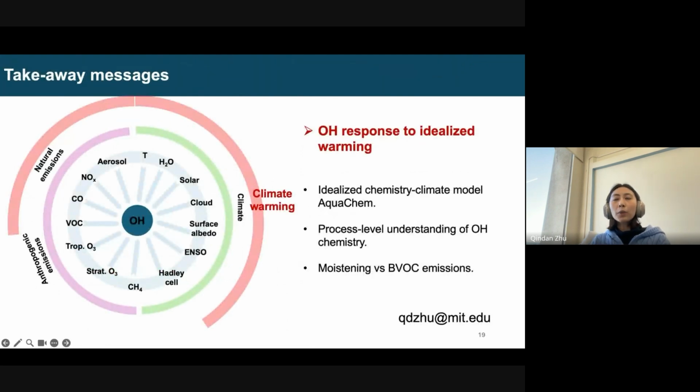And last, I also want to mention that this OH response to the idealized warming is just the first use case of this AquaChem. And now we are using AquaChem to diagnose OH sensitivity in other aspects of the chemistry climate system. And I also envision broader applications of this AquaChem to look at other aspects of the chemistry climate interaction. So if you are interested in the OH or just the AquaChem, feel free to reach out to me through my email. Thank you.